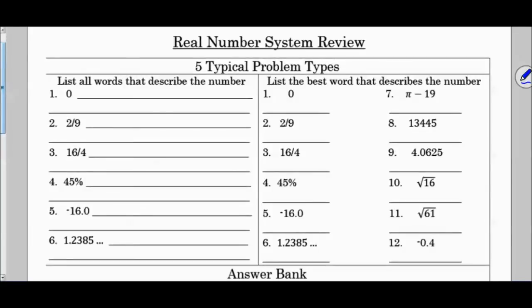Alright, this is a review of the real number system. We're going to go through 5 different types of problems. These are the typical problems that you're going to see on the real number system. They're really asking the same kind of information, just in different ways.